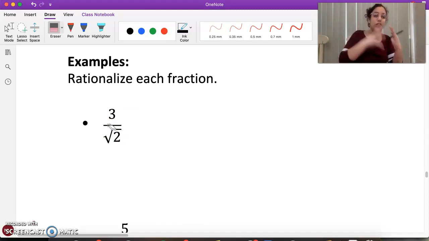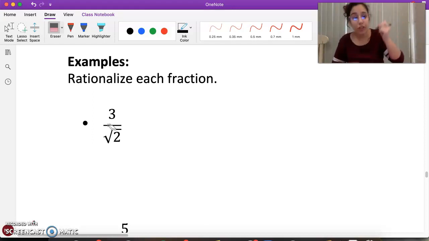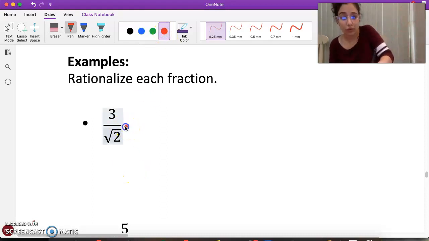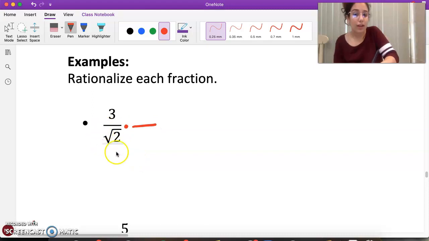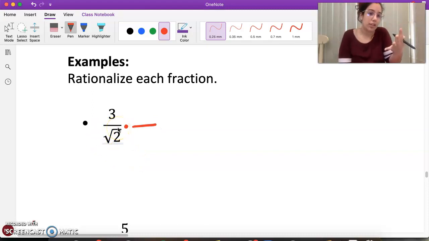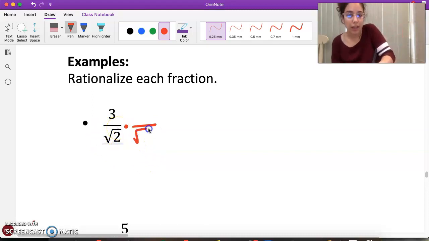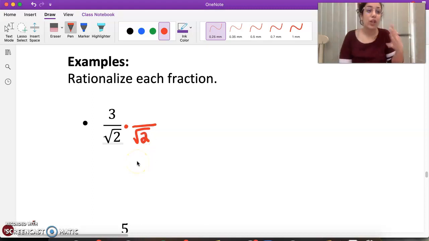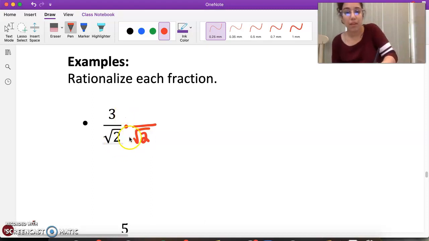How do we undo a square root? What is the inverse operation of a square root? The inverse operation of a square root is a square, right? So I'm going to square this. And squaring something is the same thing as multiplying it by itself. But we know that we cannot just multiply one thing by itself. You can't just multiply the denominator by something. I'm going to multiply both the denominator and the numerator.